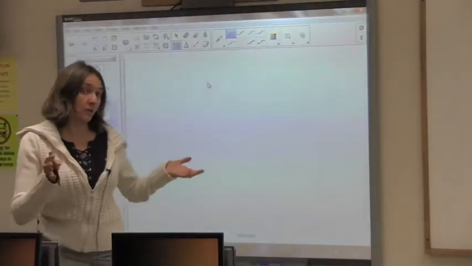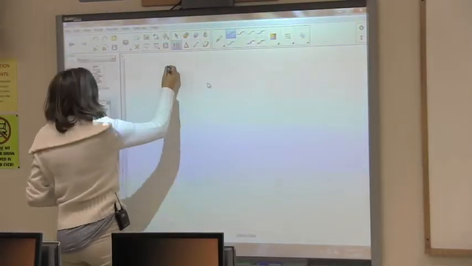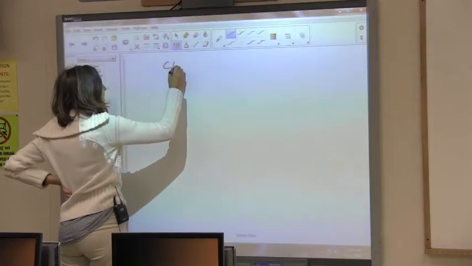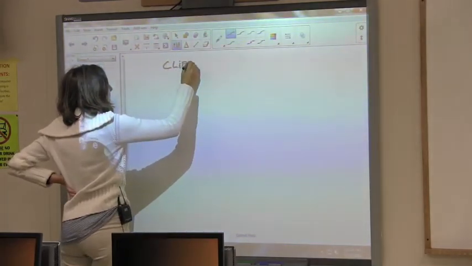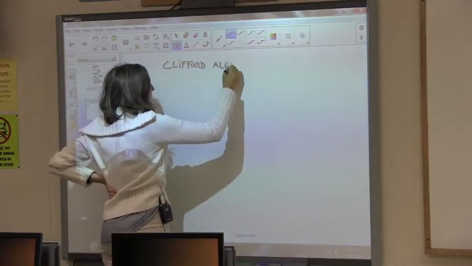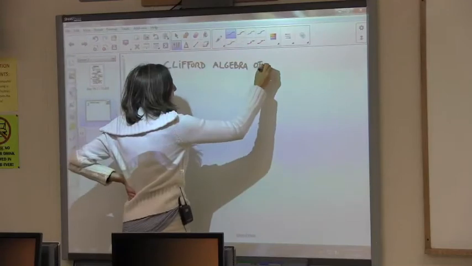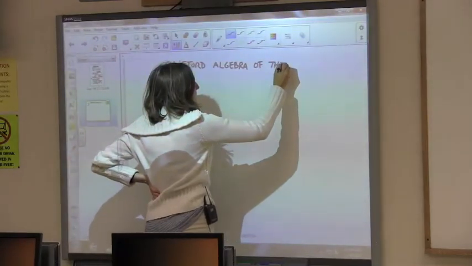Today we are just going to go directly to the Clifford algebra we will use, and that way we can start doing some more interesting exercises. So this is the Clifford algebra of the projective space.